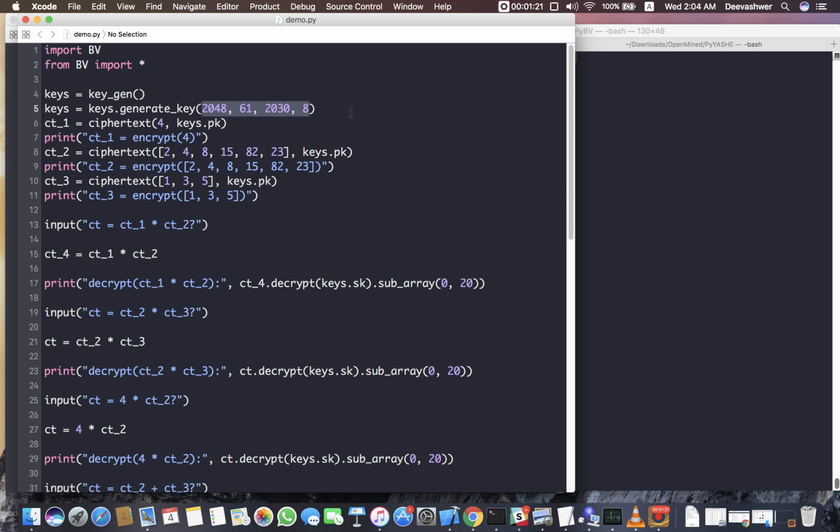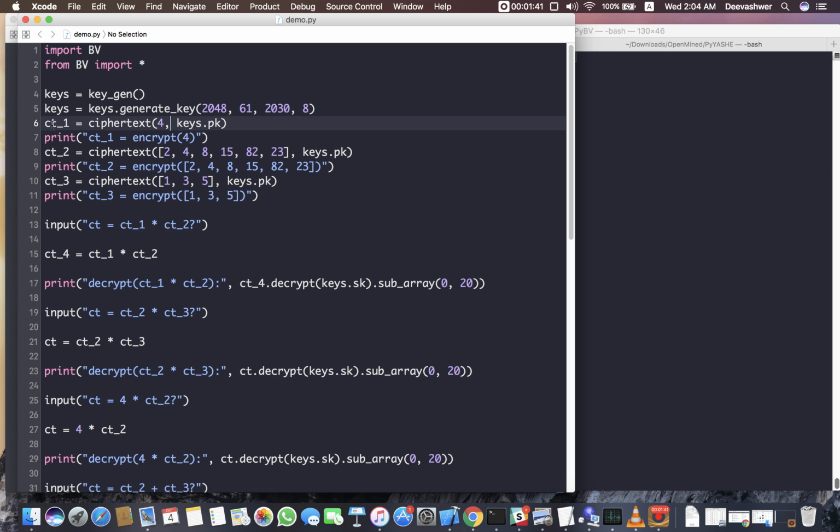2030 is our plain text space, so all the messages that we'll be encrypting will be less than 2030 in magnitude. 8 is the standard deviation for the error distributions from which we'll be deriving our secret keys and the errors associated with each ciphertext.